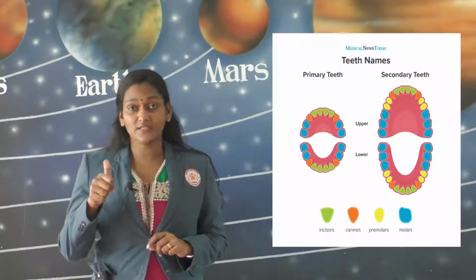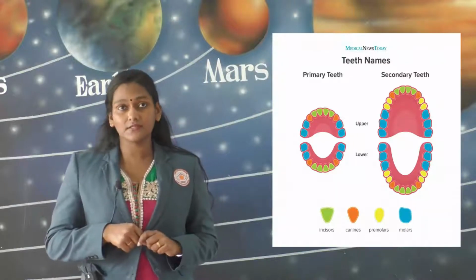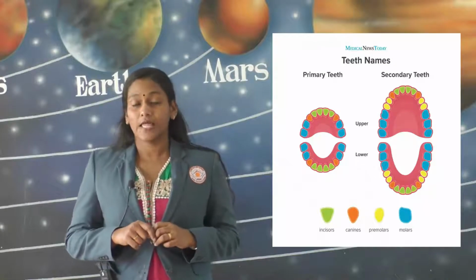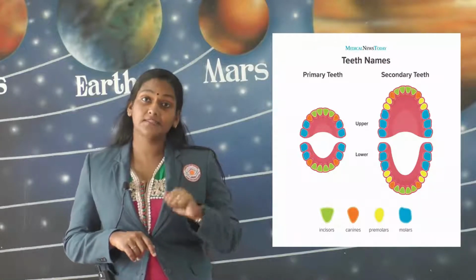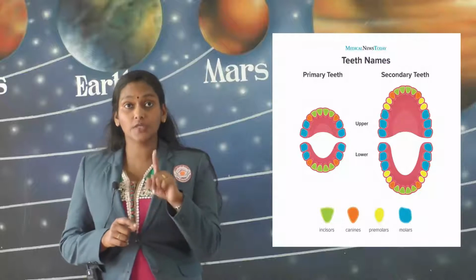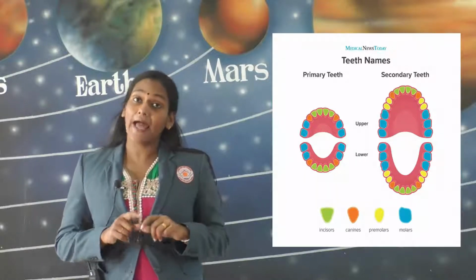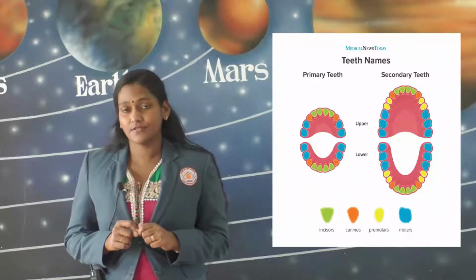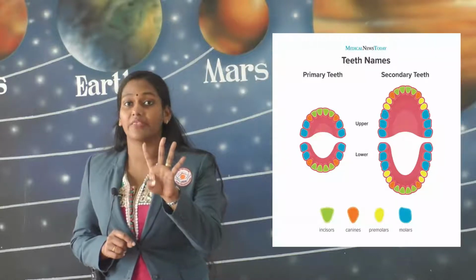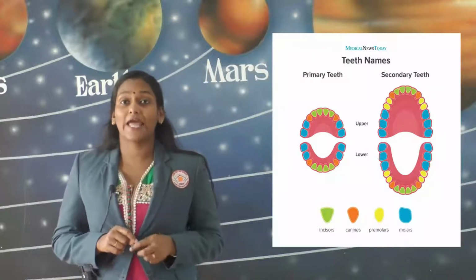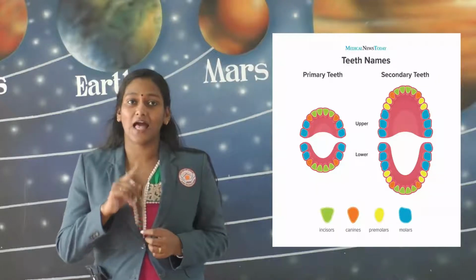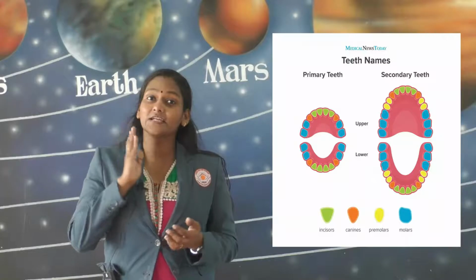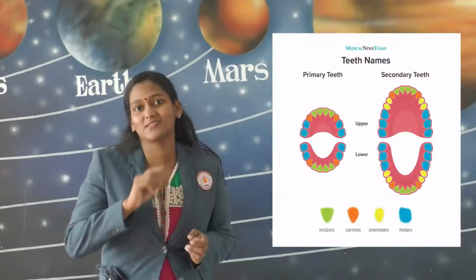So first one, incisors. There are 4 incisors in the mouth on a jaw. They have a flat surface and a sharp horizontal edge to bite and cut the food into pieces. I repeat, there are 4 incisors on a jaw, with a flat surface and a sharp horizontal edge to bite and cut the food into pieces.